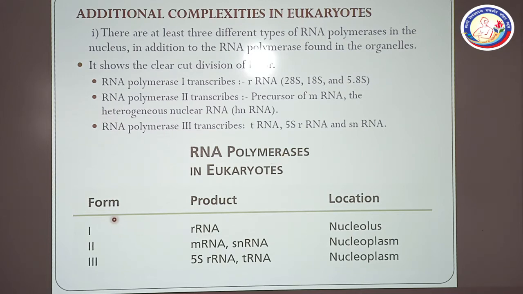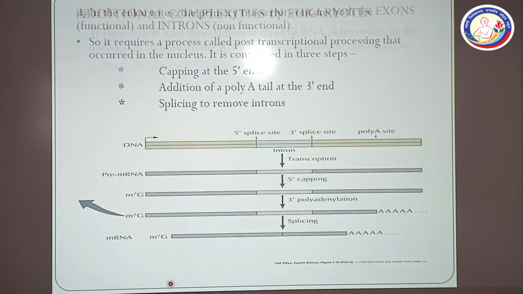A table is given here. These are the forms of RNAs: RNA pol first, second, third. These are the products and location. RNA polymerase first is found in the nucleolus, while the other two RNA polymerase enzymes are found in the nucleoplasm.